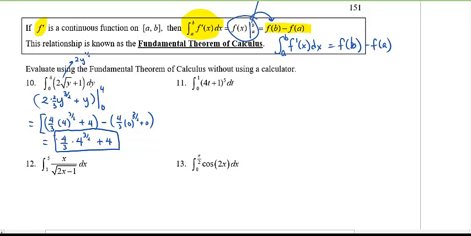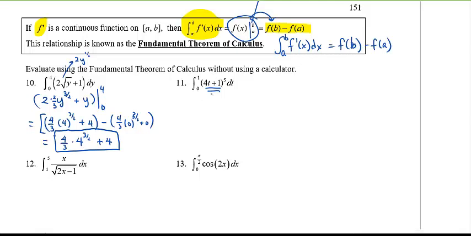Alright, let's try 11. Not so easy antiderivative this time. Yes, this is the one where you have an extra factor. So if you like that reverse chain rule or you like u-substitution, doesn't matter. I'll show you both.